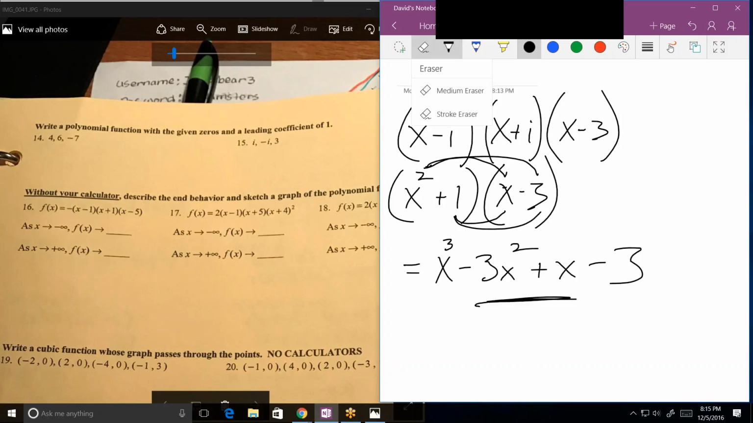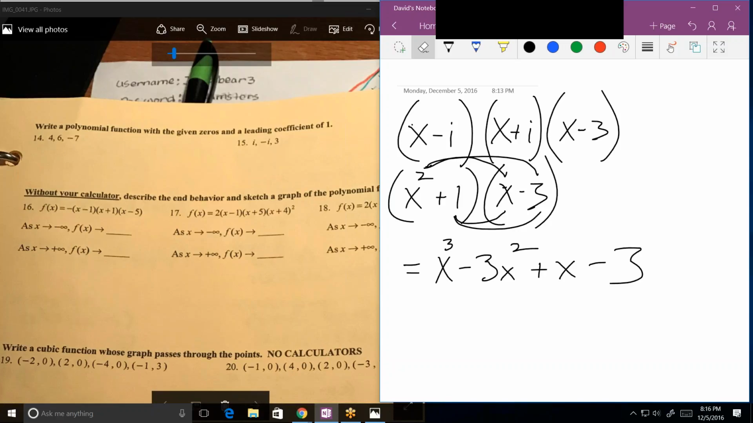But we have our polynomial nonetheless, don't we? We have a polynomial, and it still has a leading coefficient of 1. When they say leading coefficient, they mean of your highest degree term.